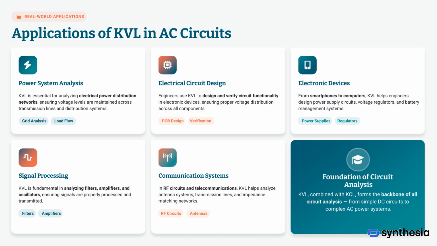Additionally, KVL is used in signal processing and communication systems when analyzing filters, amplifiers, and RF circuits. Overall, KVL is one of the fundamental tools engineers use to understand and design electrical systems.